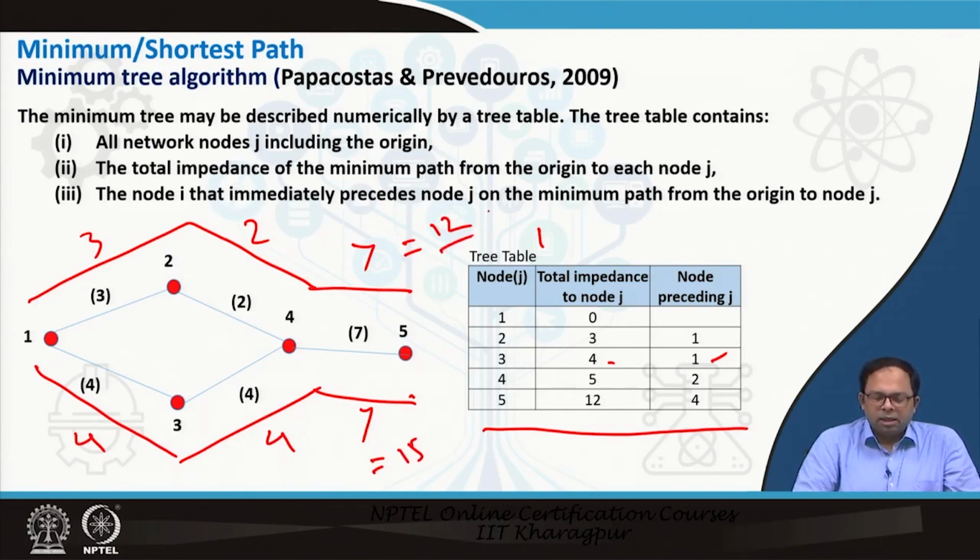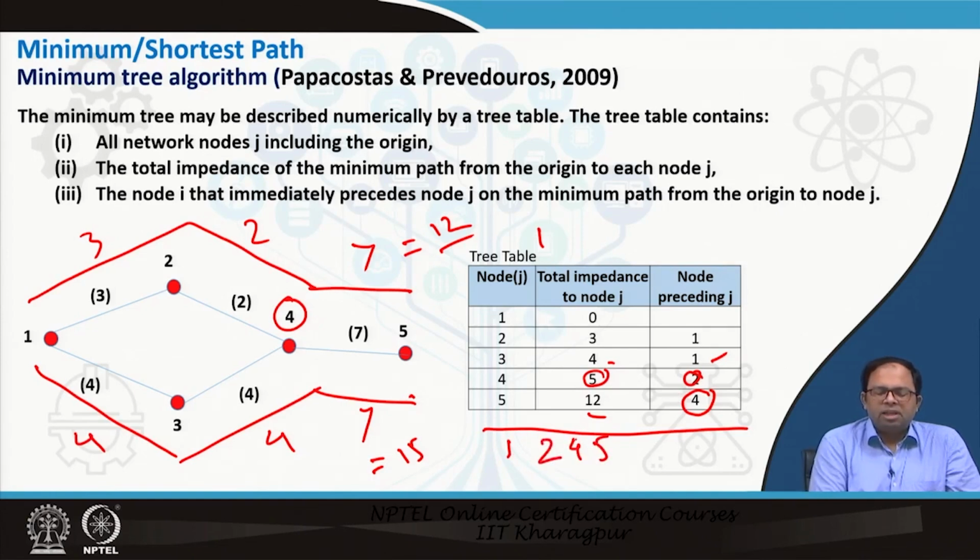So, 1 to 5, the shortest path is 12, that is listed over here in the tree table, and the previous node is 4. So, from 5, the previous node is 4. Now, I go to the row where the shortest path of 1 to 4 is given. Here I find the impedance is 5 and the previous node is 2. So, I know that my shortest path is 1, then 2, then 4, then 5. So 1, 2, 4, 5 is the shortest path. This is how we interpret a tree table. So this is the starting point.